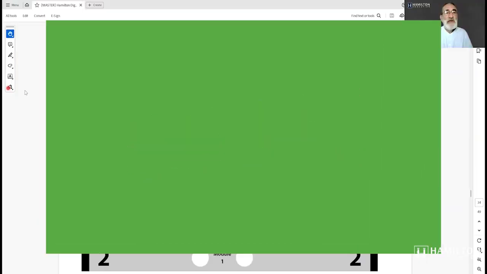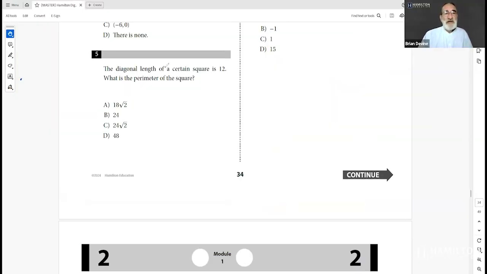Question 5. In question 5, the diagonal length of a certain square is 12. What is the perimeter of the square? Well, let's look at a square. And let's make the diagonal length 12. Now, if I just look at the half of the square below that hypotenuse, if that's 12, then this side has to be 6 root 2, and this side 6 root 2, because they're congruent sides.